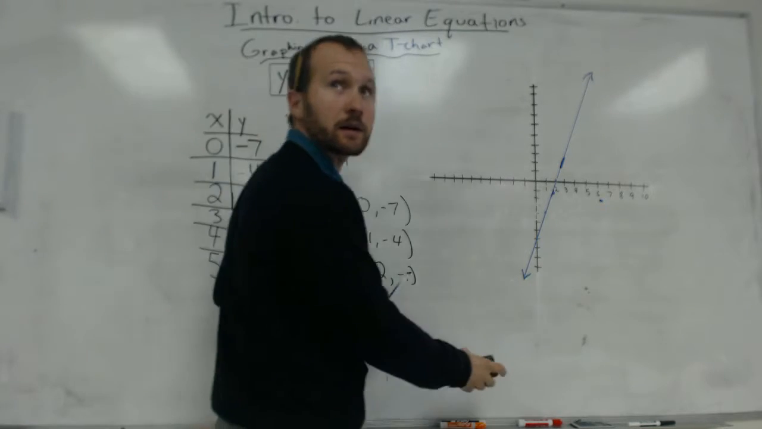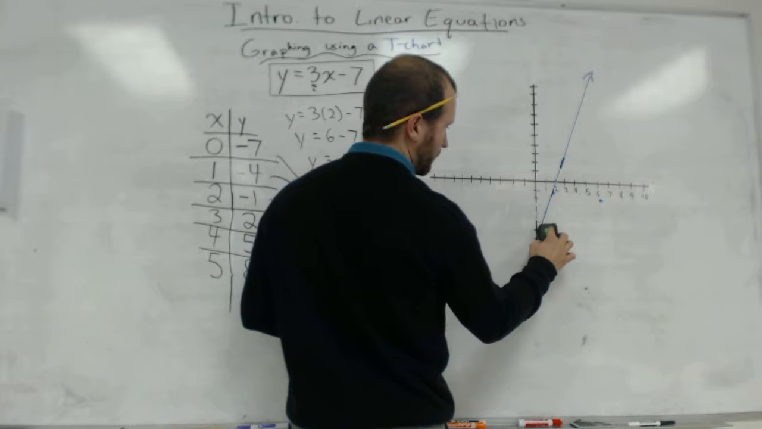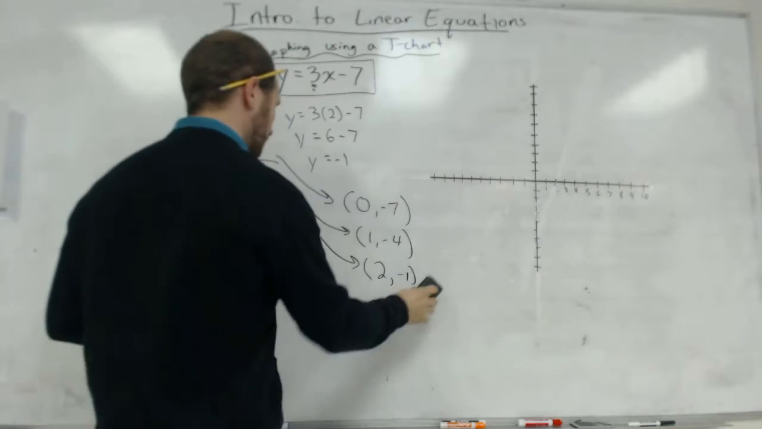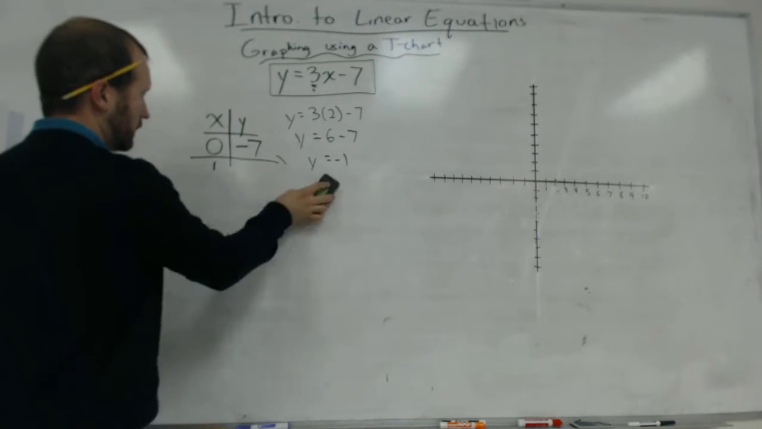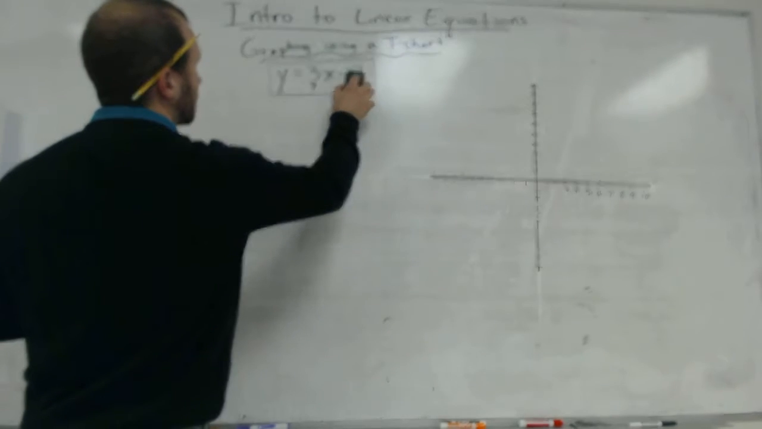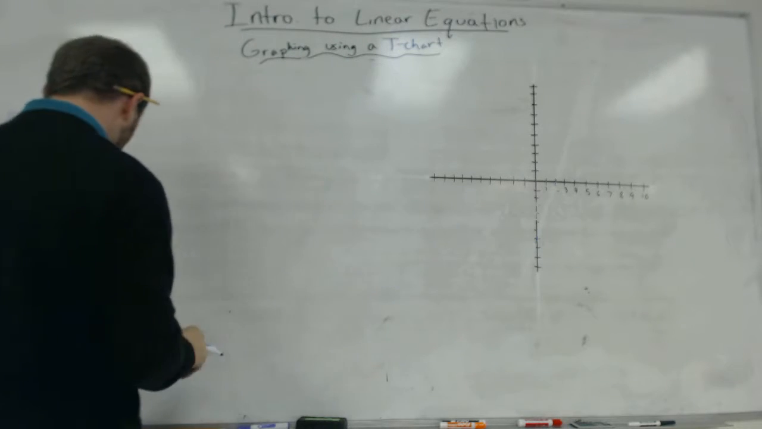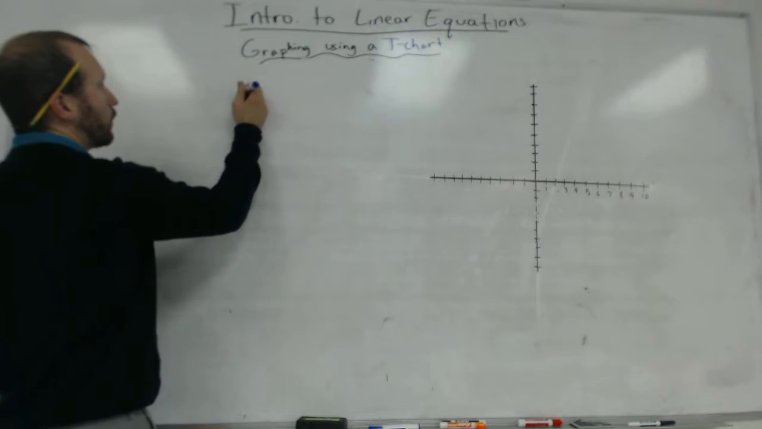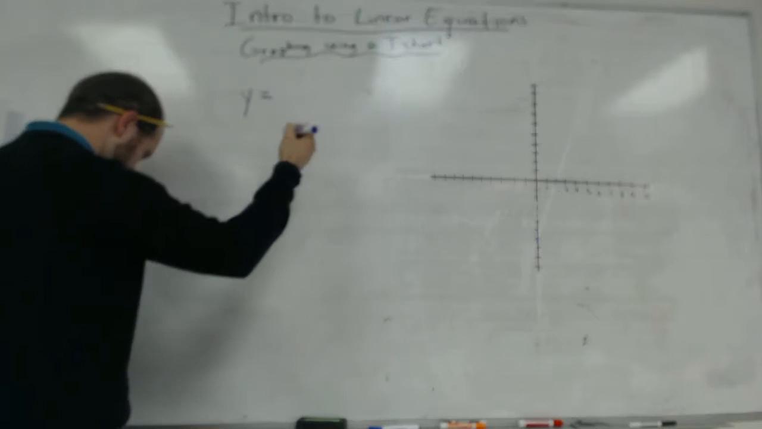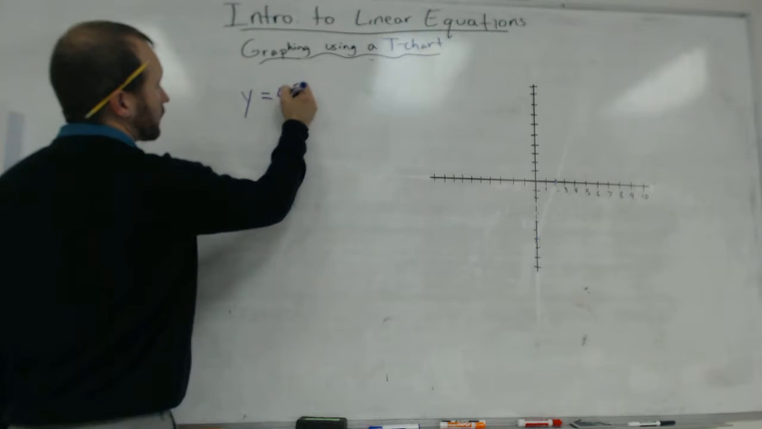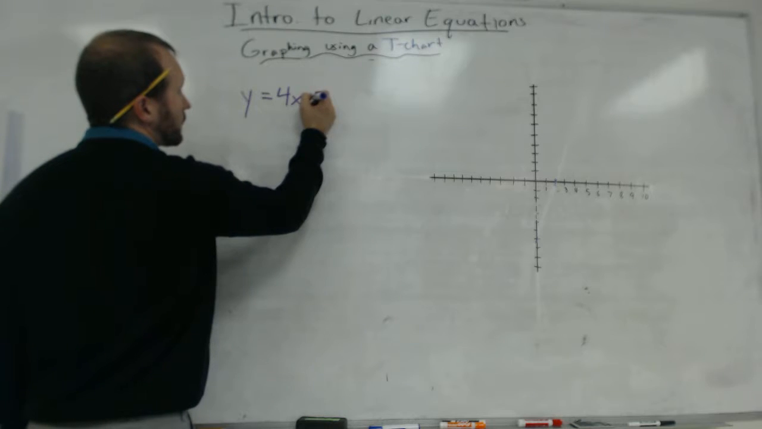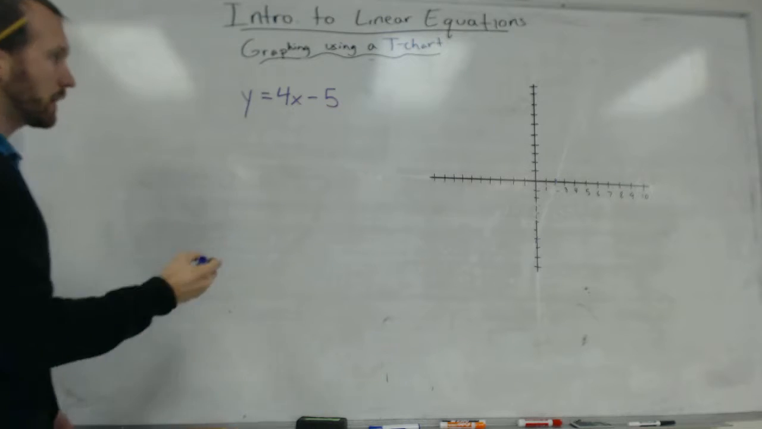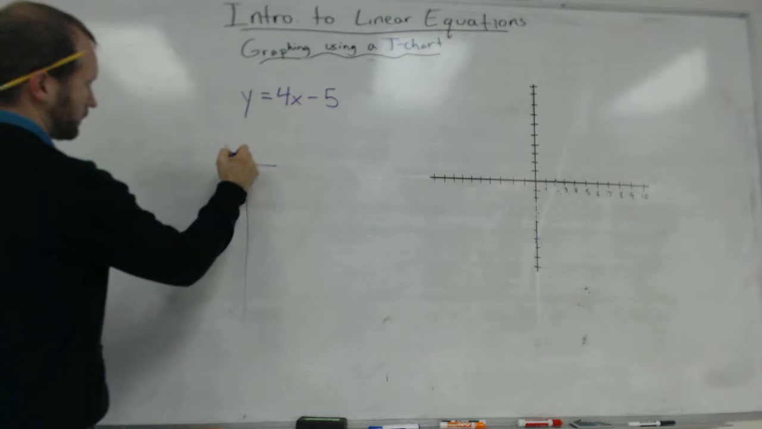All right, let's take a look at another example. I'll try to leave my grid in here. Okay. So let's graph this one. Let's use a new color. Y equals 4x minus 5. Make my t-chart.